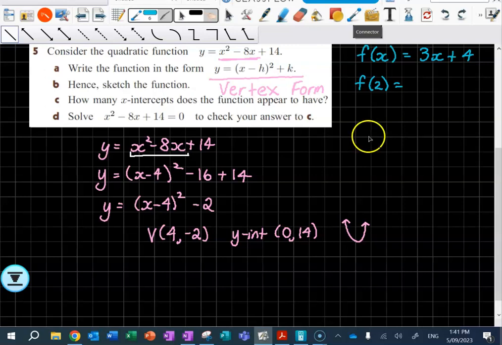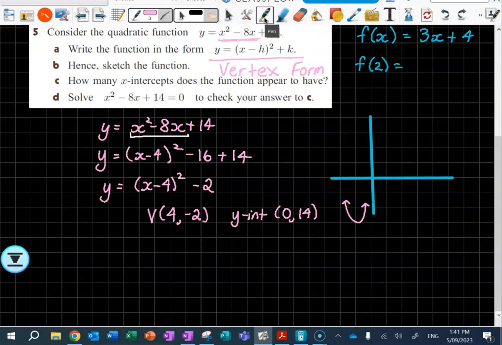Little bit to the right. Oh, didn't think blue was coming out there, but anyway. All right, so it's across here at 4. It's down at -2. And it's got a y-intercept up here at 14. Now, it's not to scale.